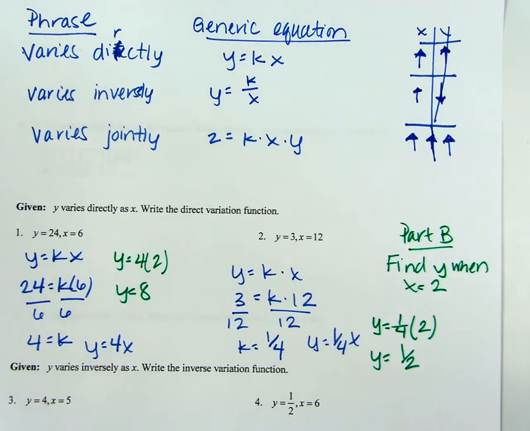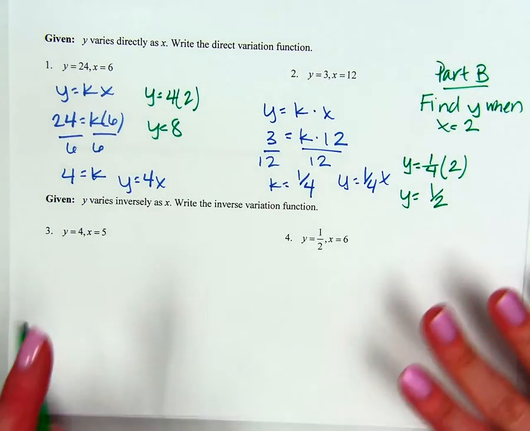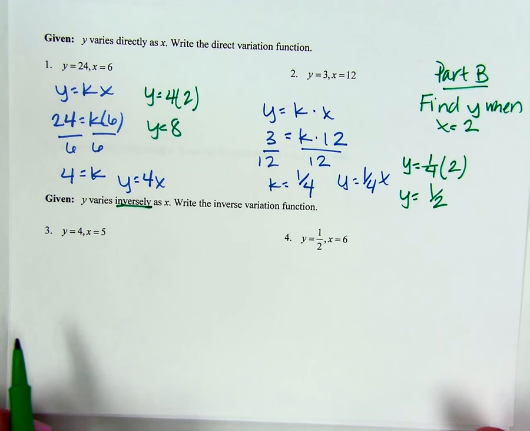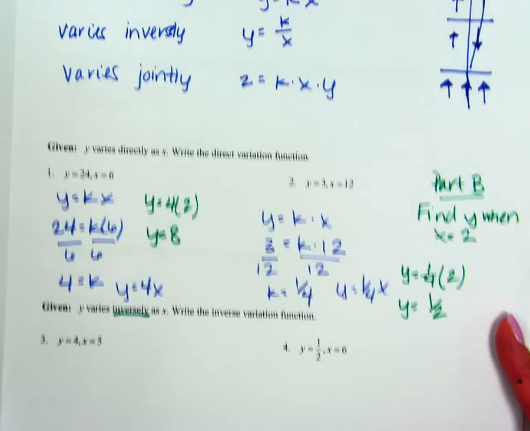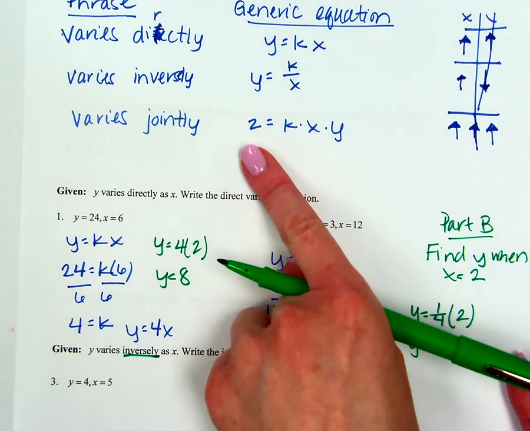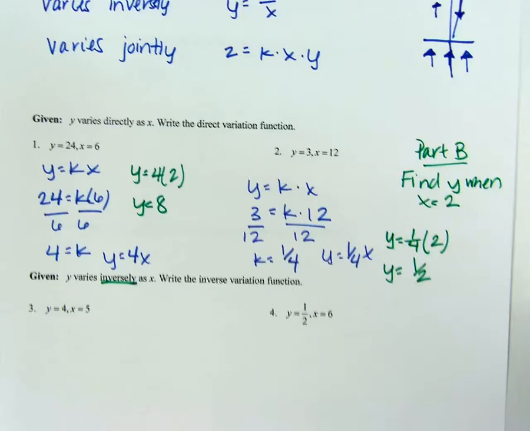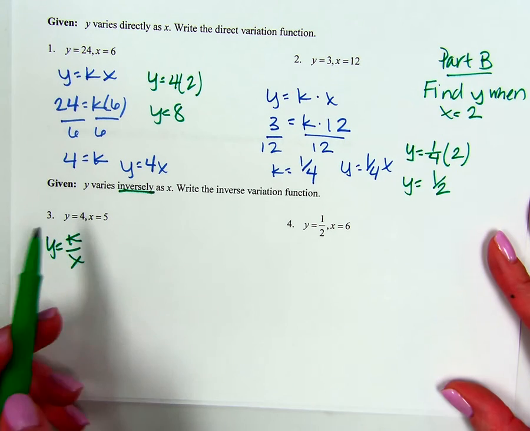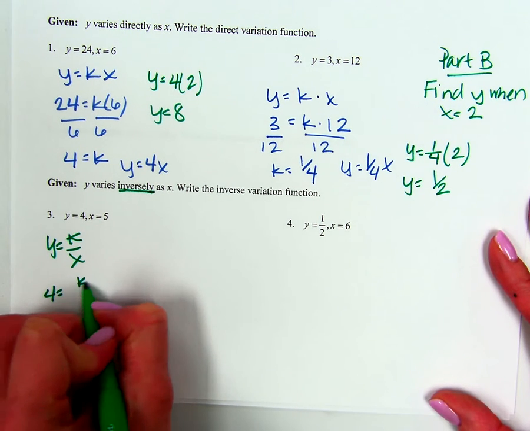So let's take a look at number 3 and number 4. This time it says y varies inversely as x. So we have y equals 4 and x equals 5. We will use our equation. Look back up at the top of your notes. Remember, we have it up here. It says inversely, so y equals k over x. So we'll do that back down here on 3: y equals k over x. For number 3, we would do 4 equals k over 5.